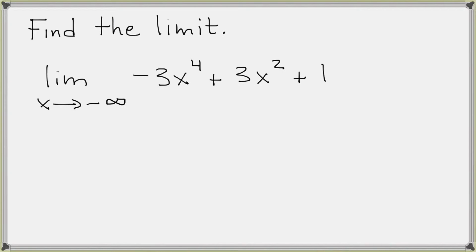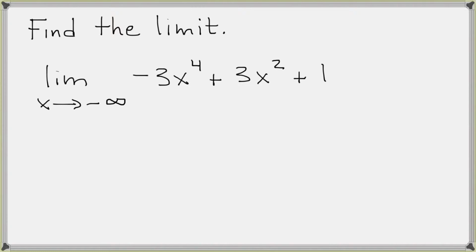In this example, we're going to look at the limit as x goes to negative infinity of negative 3x to the fourth plus 3x squared plus 1. So this is the same function as in example 1, only this time instead of looking at the limit as x goes to positive infinity, we are going to look at the limit as x goes to negative infinity of this function.